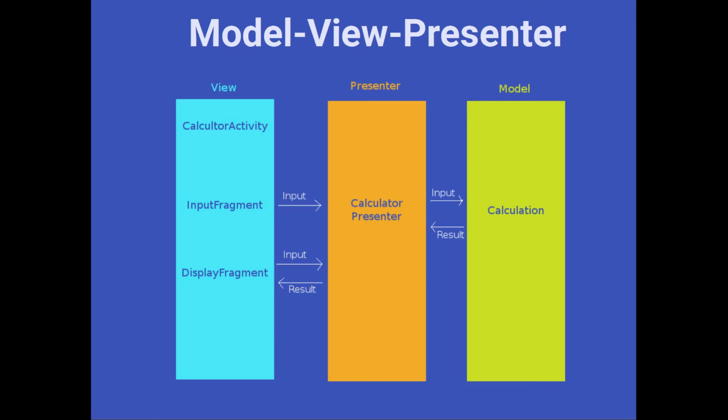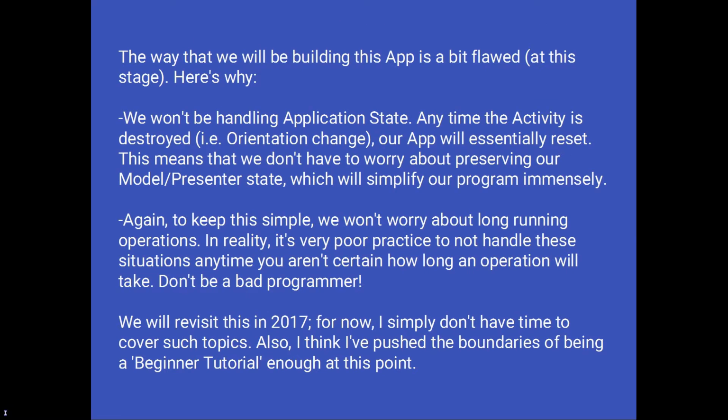So anyways, let's see here. The only other thing I wanted to mention before we get into coding is why I'm going to be building this app kind of flawed. And it all goes back to the same reason: we're not going to be handling application state. So when the user turns the phone, it's going to call onDestroy in the activity, and then everything's going to get destroyed.